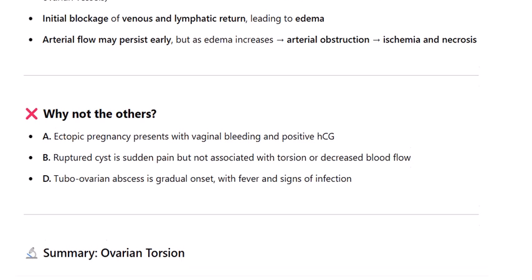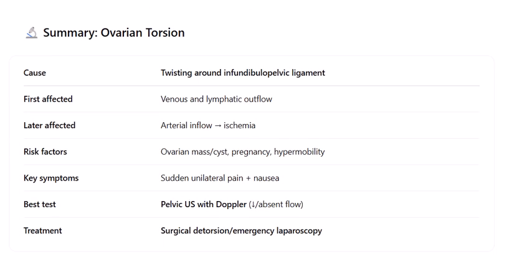Summary: ovarian torsion causes twisting around the infundibulopelvic ligament. First affected, venous and lymphatic outflow. Later affected, arterial inflow, ischemia. Risk factors: ovarian mass or cyst, pregnancy, hypermobility. Key symptoms: sudden unilateral pain. Best test: pelvic US with Doppler, absent flow. Treatment: surgical detorsion, emergency laparoscopy.